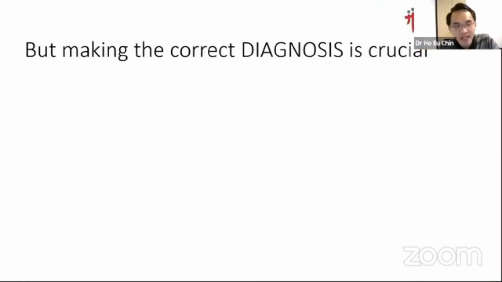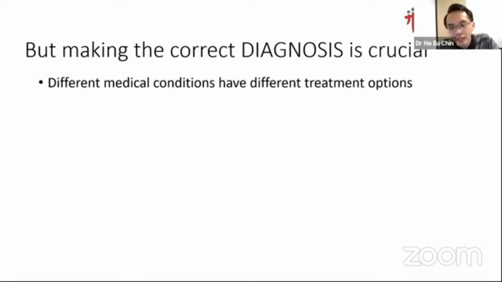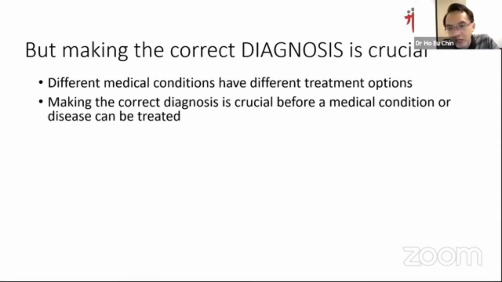But at the same time, I think I need to stress the point that it's always important, first and foremost, to make the correct diagnosis. And the reason for that is simple because different medical conditions have different treatment options. And making the correct diagnosis is crucial before a medical condition or disease can be treated properly and you can offer the patient the correct options.